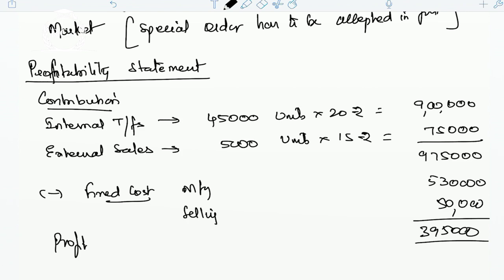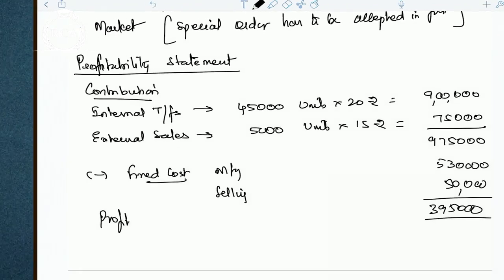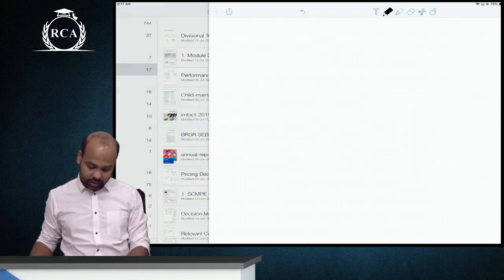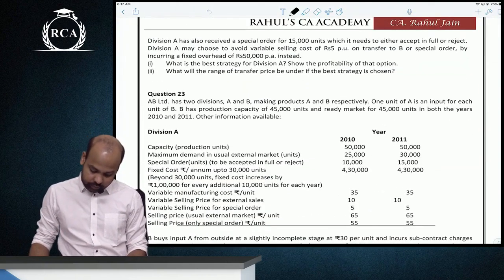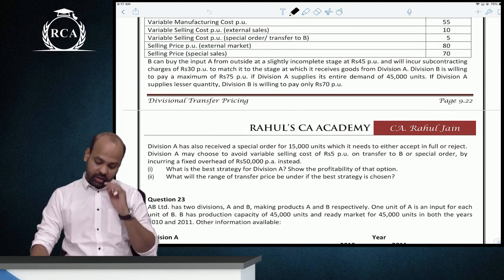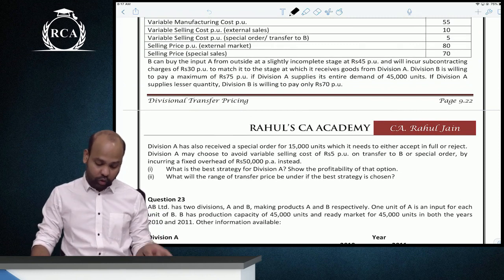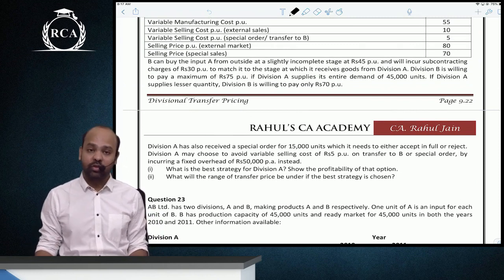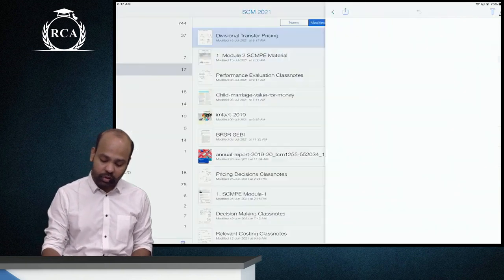If you're done with this, do not forget they're also asking us to discuss the range of transfer price that they can negotiate. For that we will have to look at the second bit. What is the range of transfer price if the best strategy is chosen? That is, if you do not want the best strategy to change, will there still be scope for negotiations?